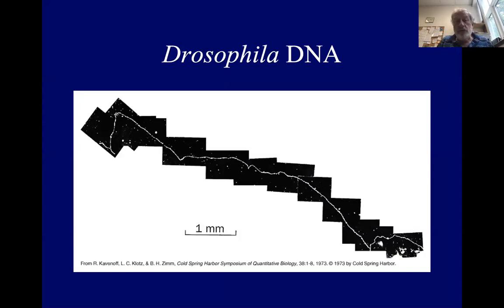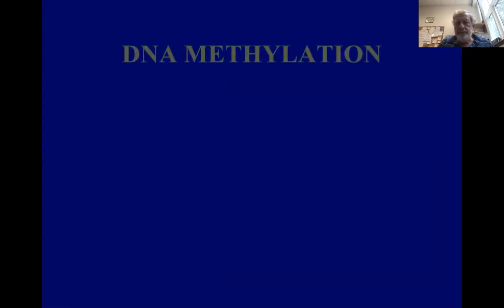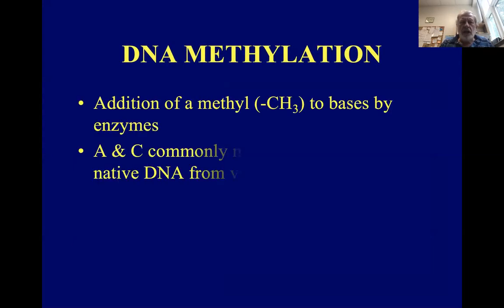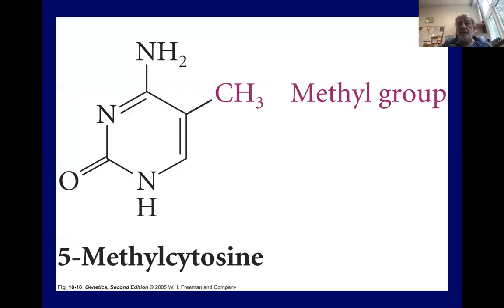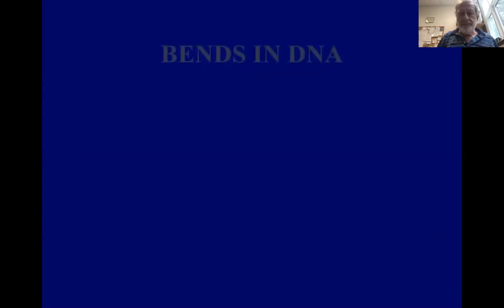Our genome would stretch out to be about 2.5 meters. That's about, 2 meters, that's about 6 feet. So all that DNA is crammed in every cell nucleus in our body. Often the DNA is methylated, and this is done by enzymes, and A and C are commonly methylated, and this is used to distinguish the native DNA from viral DNA that viruses want to inject into our cells. So here's 5-methylcytosine, a methylated cytosine base.